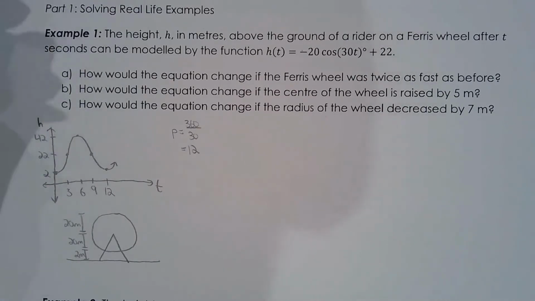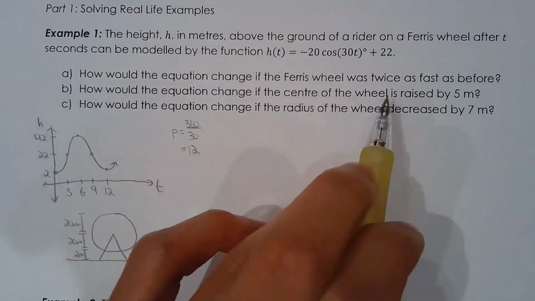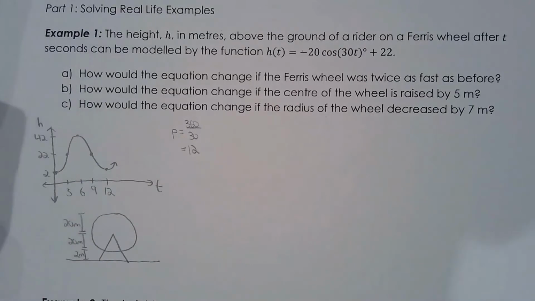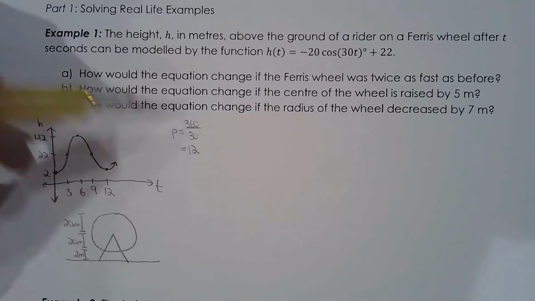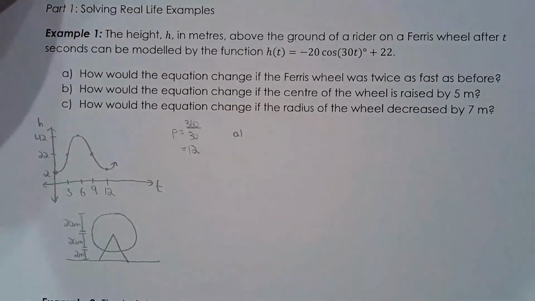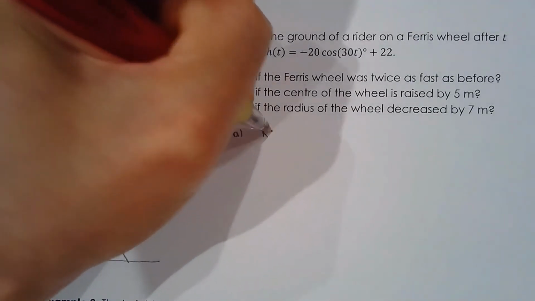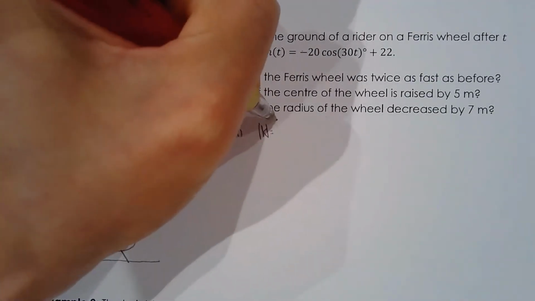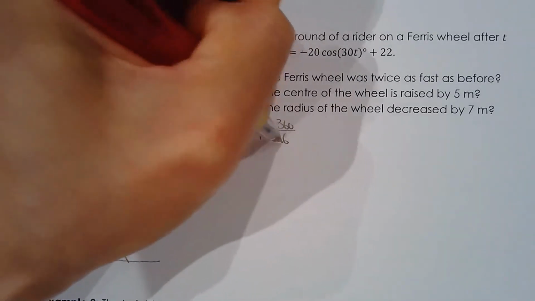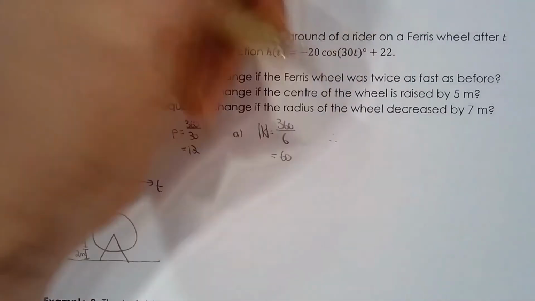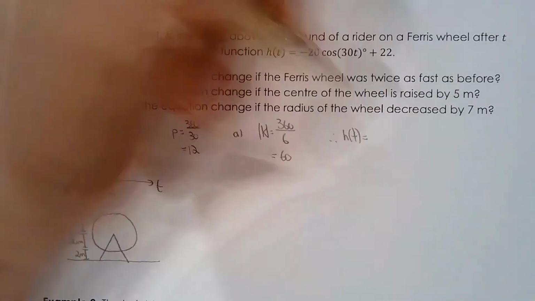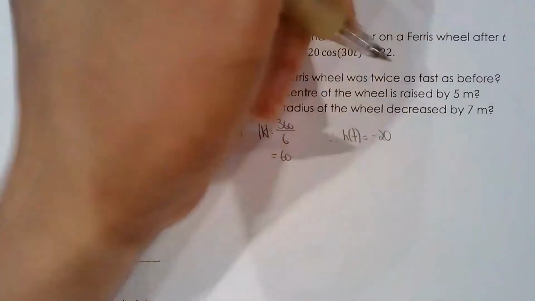All right, so if the Ferris wheel was twice as fast as before, how would the equation change? Well, if it's twice as fast, guess what? Your period is no longer 12, your period is 6. Wow, it's going to be extremely fast. So you would say k, the magnitude k, is 360 over 6, which is 60. Therefore, the equation, assuming of course everything else is the same, would be minus 20 cos of 60t plus 22.